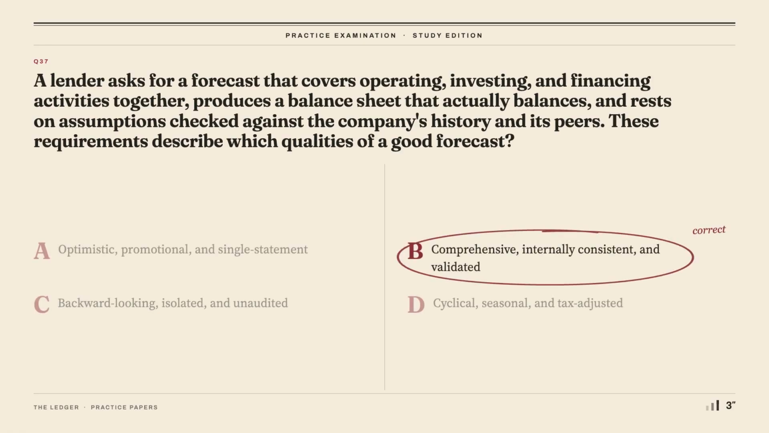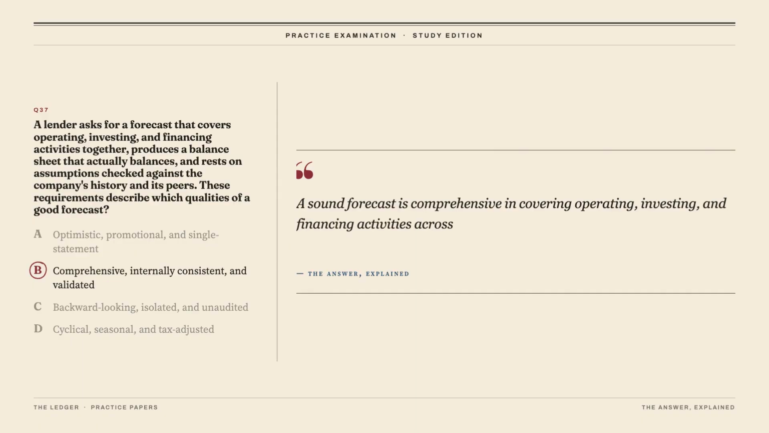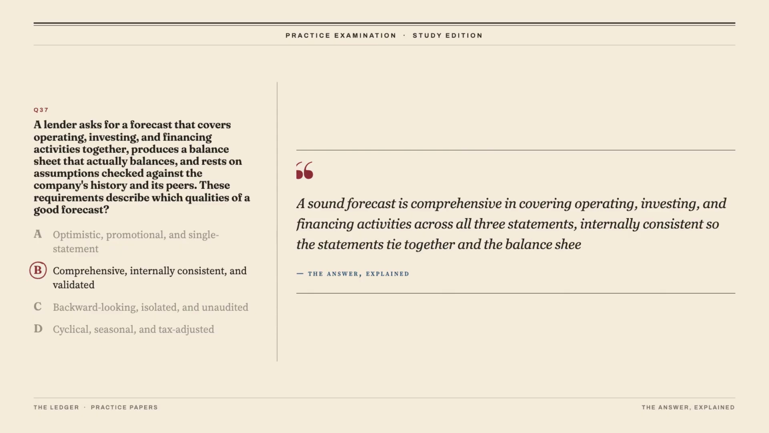The correct answer is B. Comprehensive, internally consistent, and validated. B is correct because a sound forecast is comprehensive in covering operating, investing, and financing activities across all three statements. Internally consistent, so the statements tie together and the balance sheet balances, and validated by checking assumptions against history and industry peers. The lender's requirements name exactly these qualities.